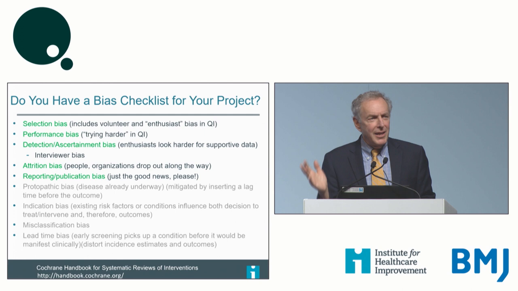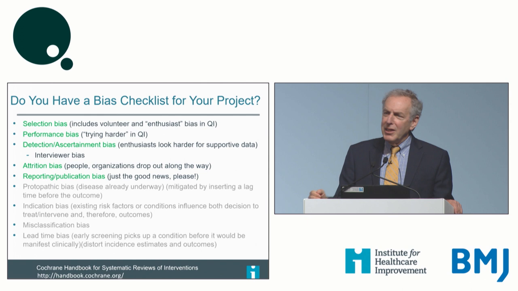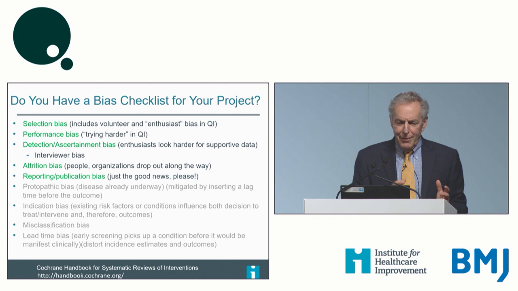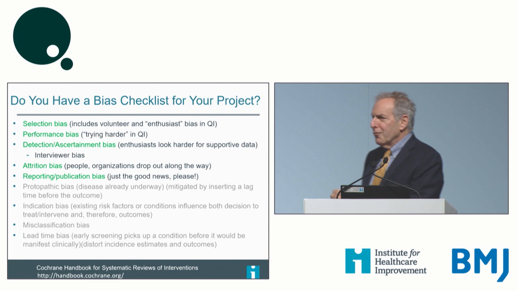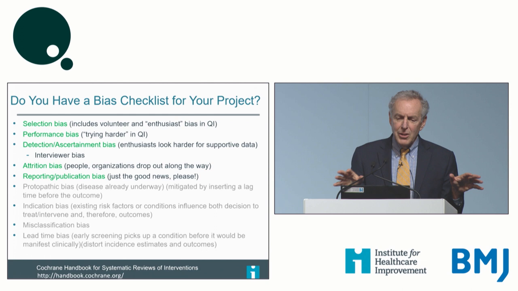That is not a representative group of everybody who might have participated, and they tend to be very enthusiastic about QI. Performance bias. If you sign up for a collaborative, you're going to work harder, darn it. Especially if you're a team that's traveled to meetings three times a year, you're going to really work hard, and that is not real life. That's a bias. Detection or ascertainment bias. Enthusiasts look harder for the data that supports their work. That's why sometimes in major projects that really are programs, we have an external evaluator with all the problems that raises, because we know that people have a lot of trouble with an unbiased look at their own data.